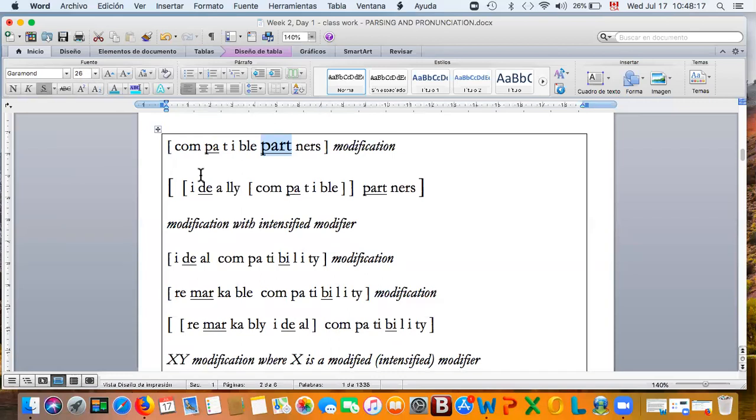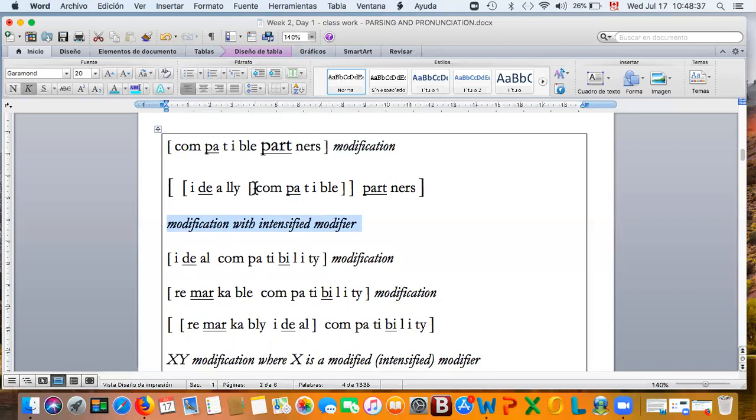Compatible partners. They are compatible partners. Those two are compatible partners. So that's ordinary modification. Now, what if we have a slightly more complex modification?